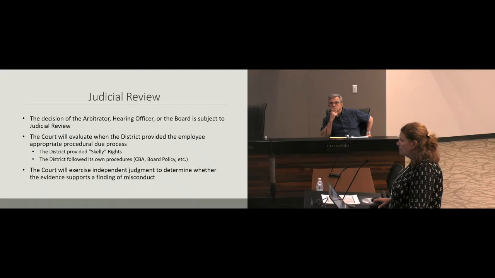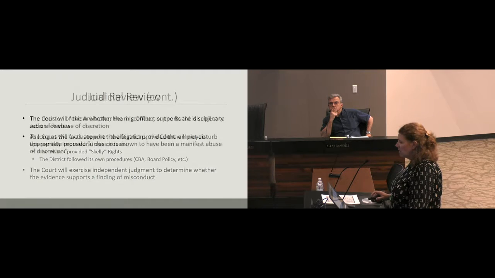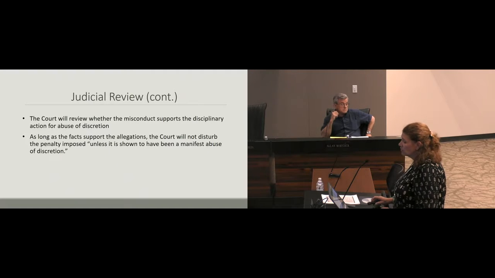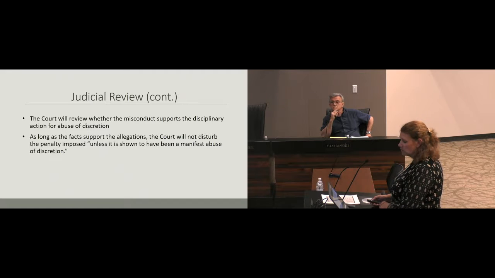So they just don't do a cursory or de novo review. They go in there and actually dig in and see whether or not the misconduct occurred in that particular judicial review. And then they determine whether the evidence supports the disciplinary action or whether there was an abuse of discretion or process or something along those lines. And typically, as long as the facts support the allegations, the court's not going to disturb the penalty unless there was an absolute abuse of discretion. Something really went awry, some right was not afforded, or some process wasn't followed.